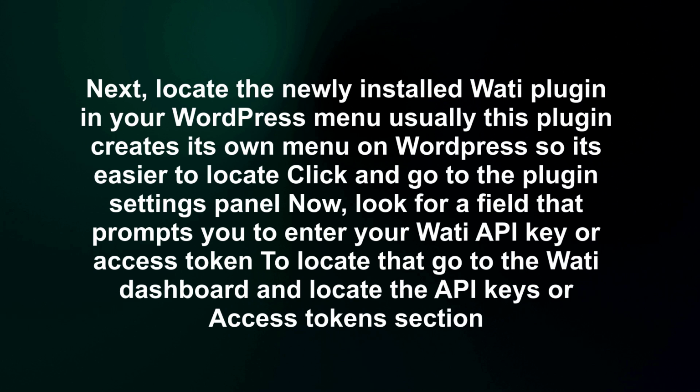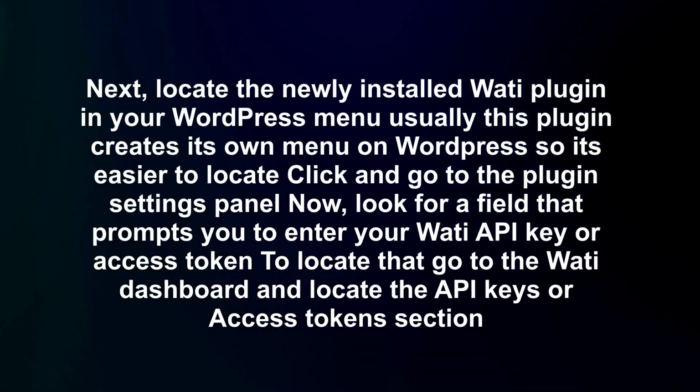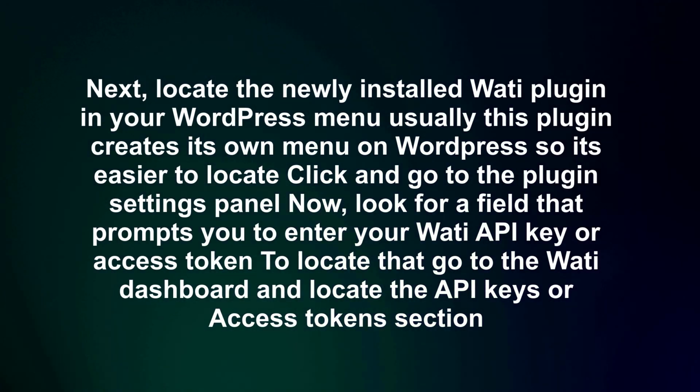Next, locate the newly installed Wati plugin in your WordPress menu. Usually this plugin creates its own menu on WordPress, so it's easier to locate. Click and go to the plugin settings panel now.